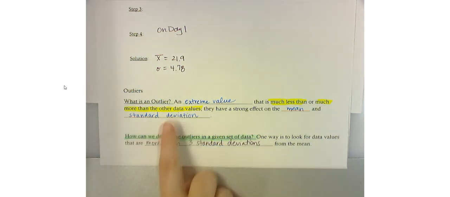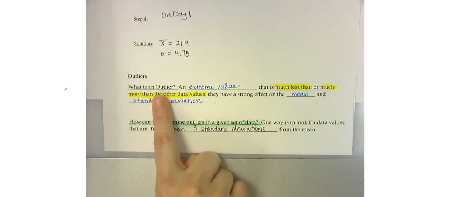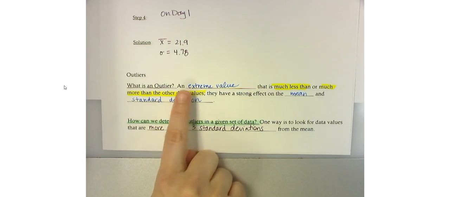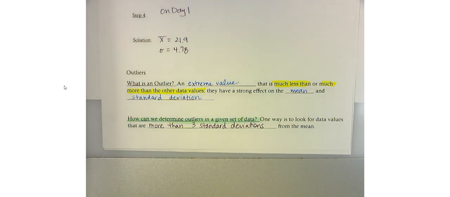Okay, today we're going to finish 8.1. So we're going to talk about outliers. Outliers are extreme values that are either much less than or much more than the other data values. They do have a strong effect on the mean and the standard deviation.